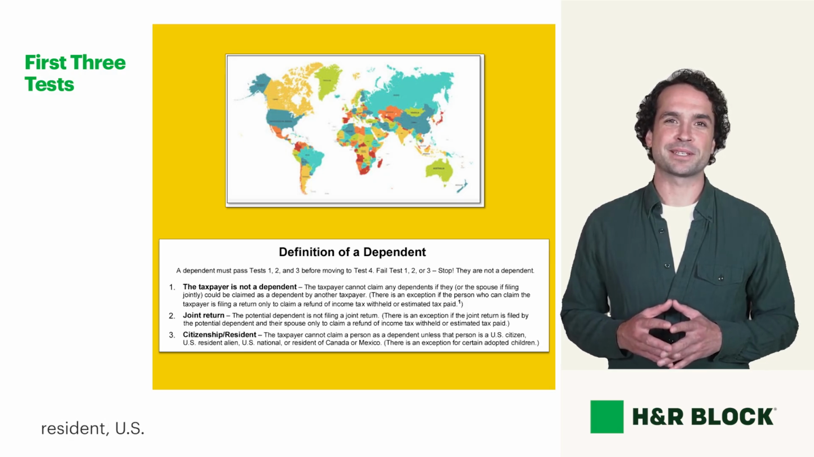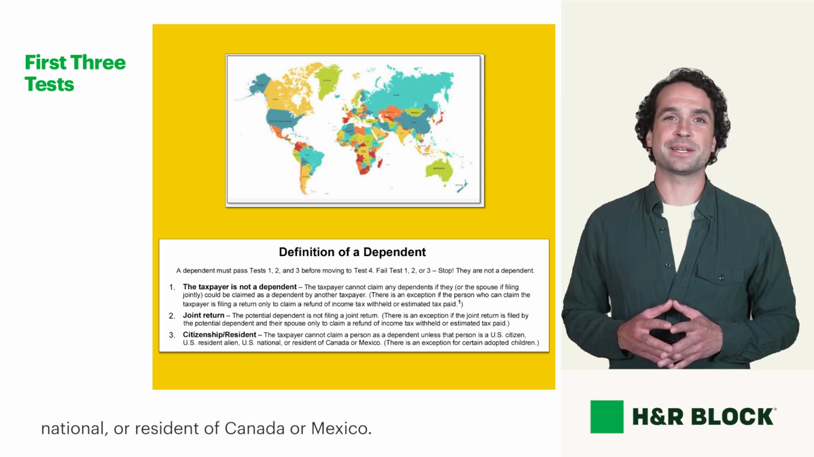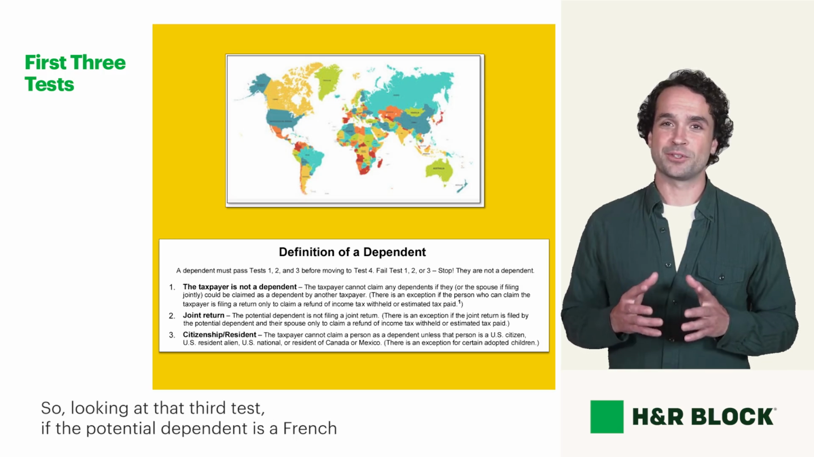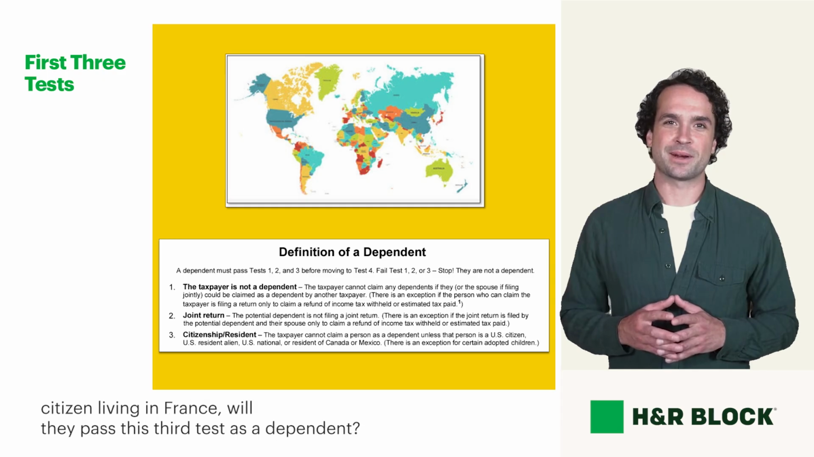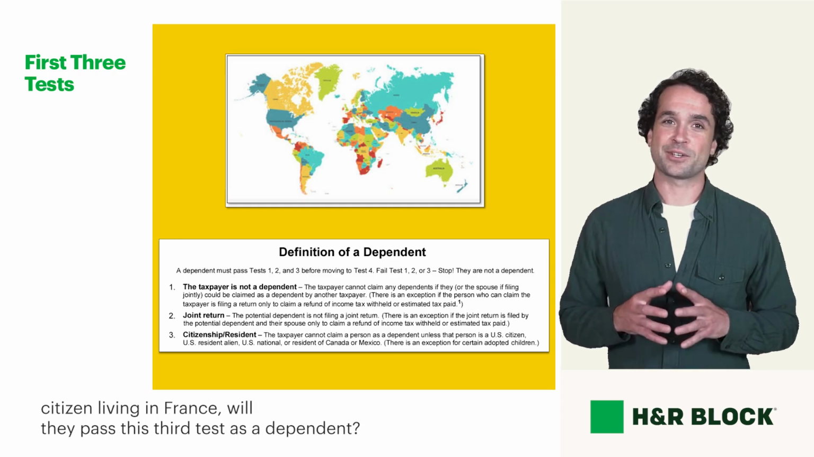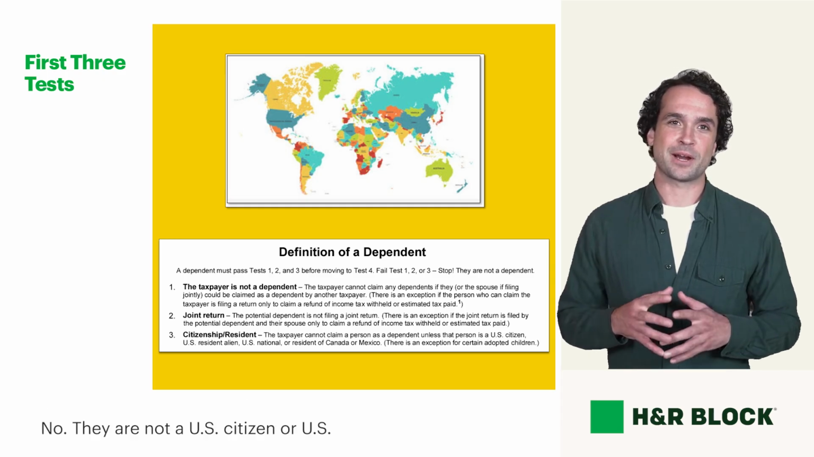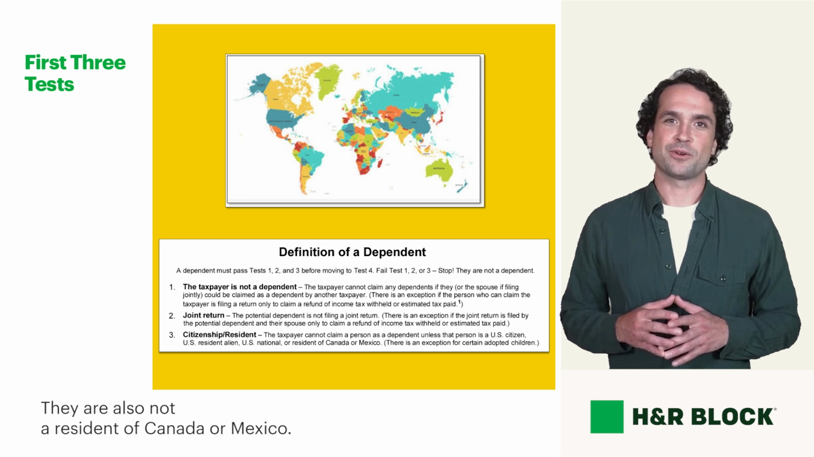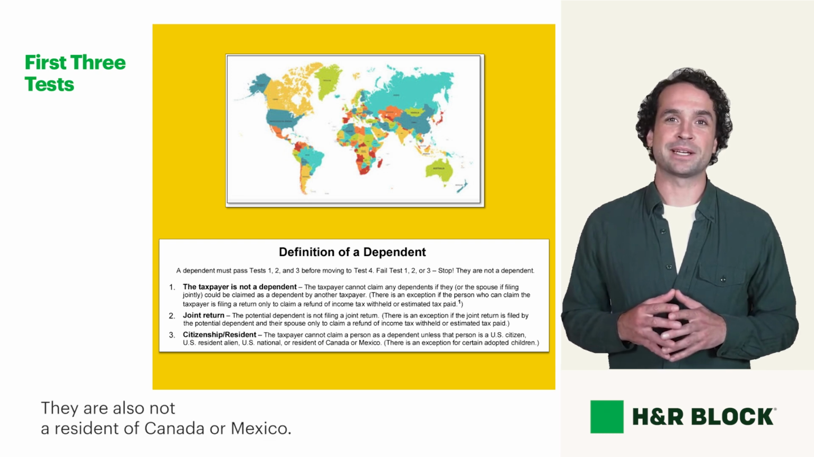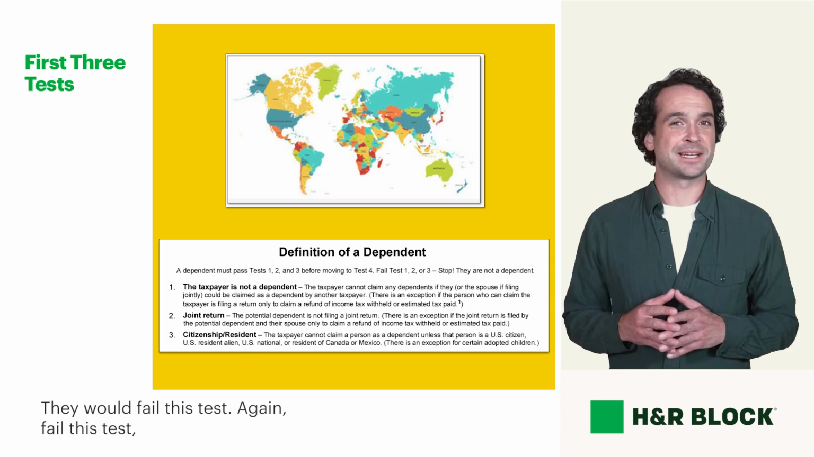citizen, U.S. resident, U.S. national, or a resident of Canada or Mexico. So, looking at that third test, if the potential dependent is a French citizen living in France, will they pass this third test as a dependent? No, they are not a U.S. citizen or U.S. resident alien. They are also not a resident of Canada or Mexico. They would fail this test.